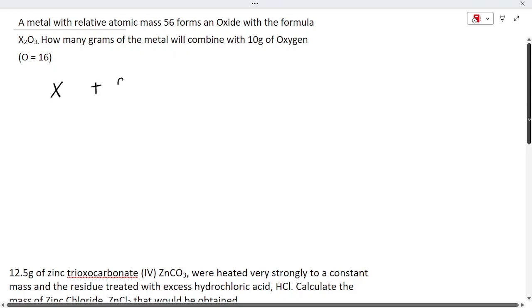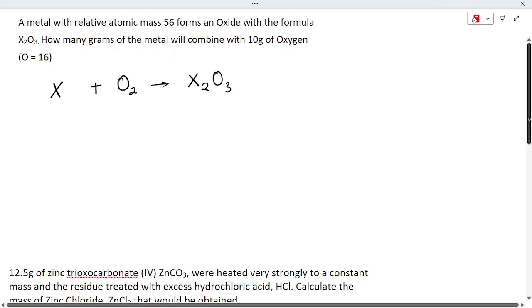combines with oxygen. Now you always remember that oxygen is always diatomic. So your subscript of 2 has to be here. And then we are already given the formula for the product. That's X2O3. So this is our skeletal equation. We have brought out the reactants and we have gotten the products.